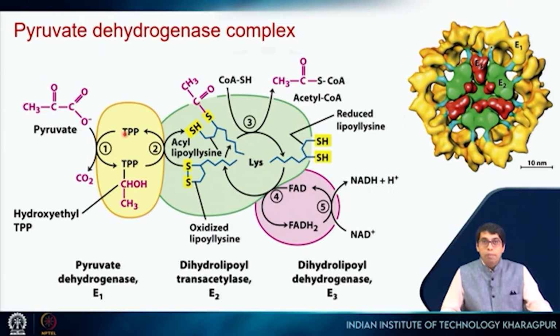So, all of this: TPP is regenerated, oxidized lipoyllysine is regenerated, FAD gets converted to FADH2, and then it goes back to FAD. So, it is regenerated. NAD plus gets reduced to NADH, and coenzyme A accepts the acetyl group. So, it becomes acetyl coenzyme A. So, these are the two end products of this reaction.